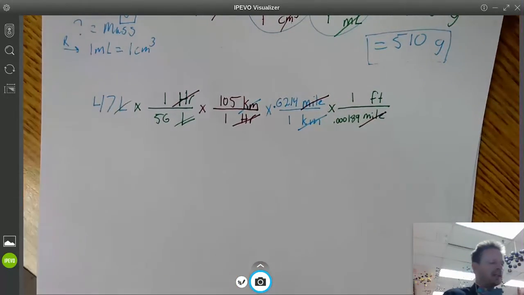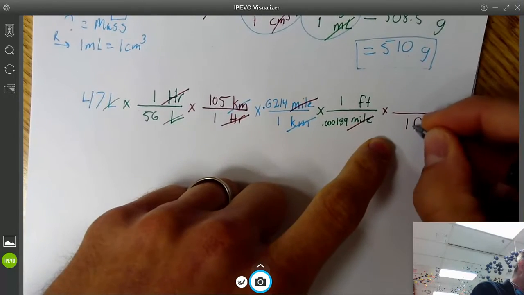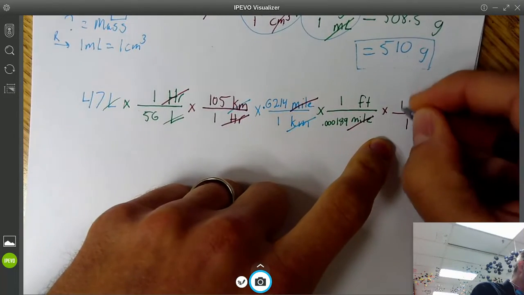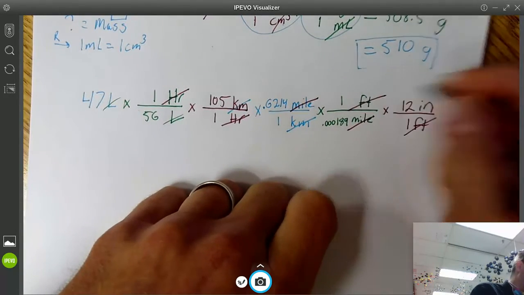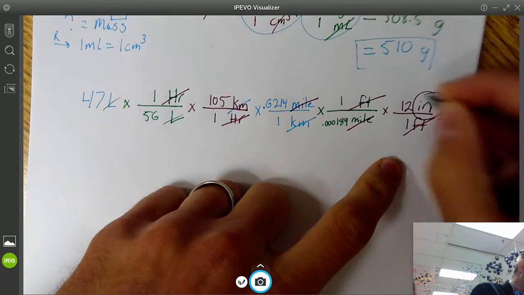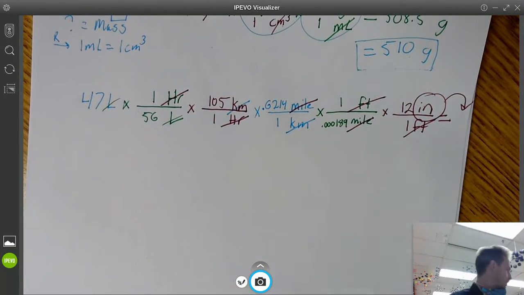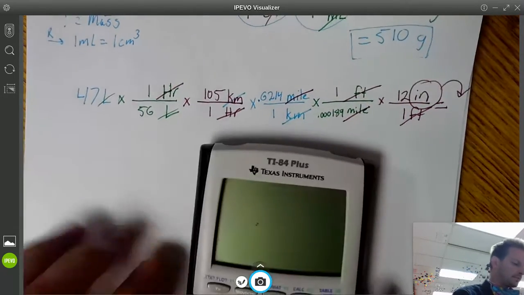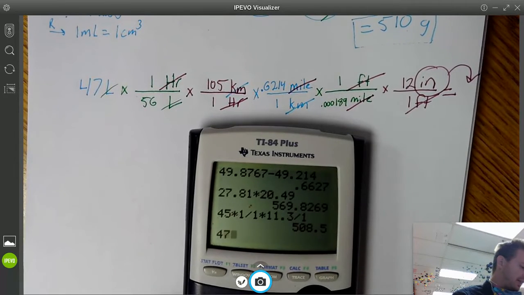All right, so miles cancel. Now that's the last thing I gave you, right? But we need to get to inches. We don't want it in feet. So you should know this one, right? 1 foot is equal to 12 inches. And if we do that, we can now press equals because the unit that I want is the only one that is left. So let's put it into our calculator.